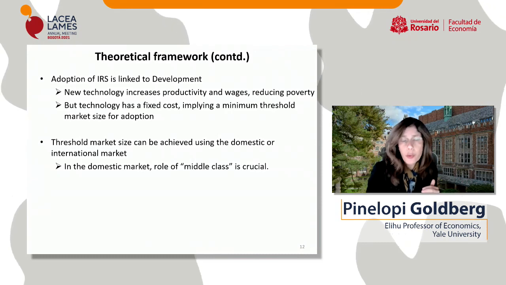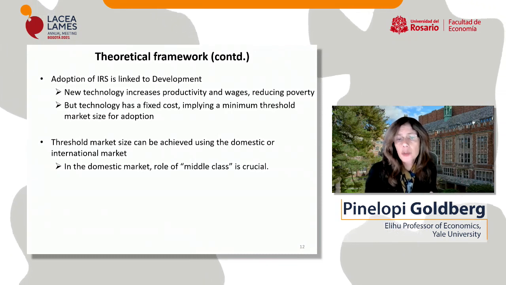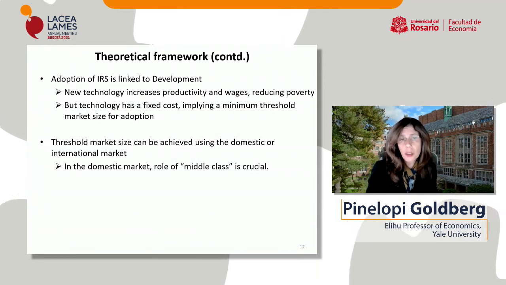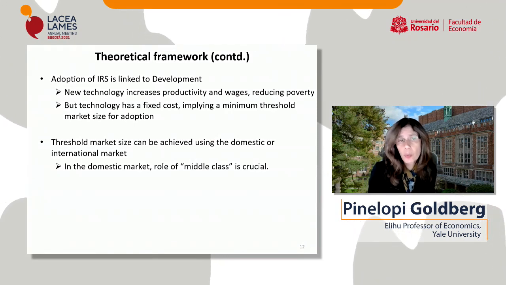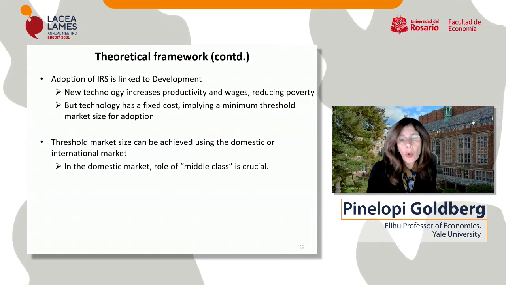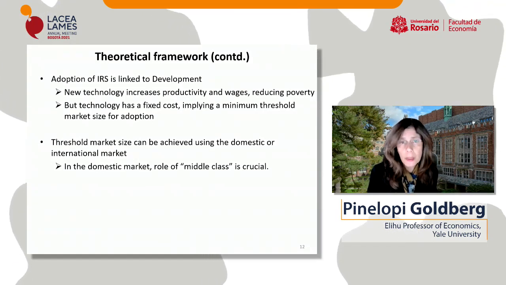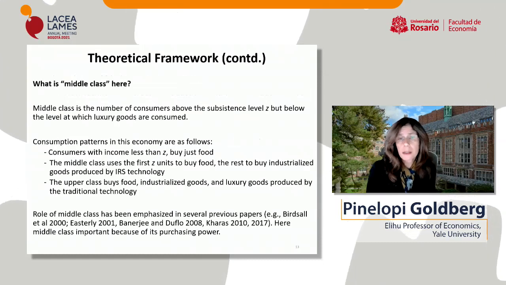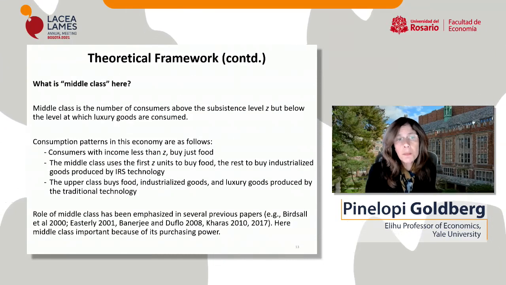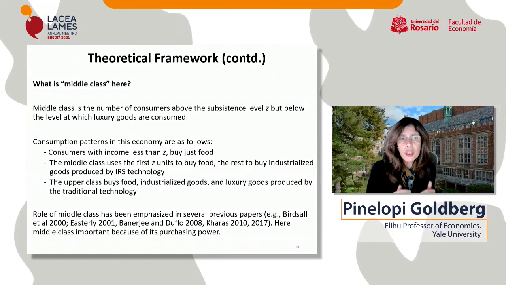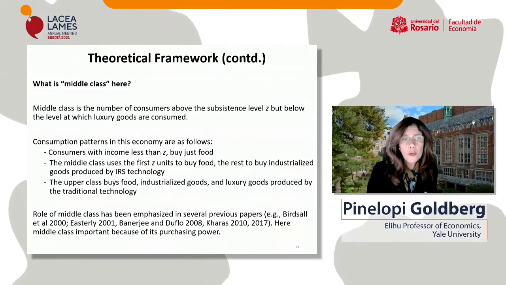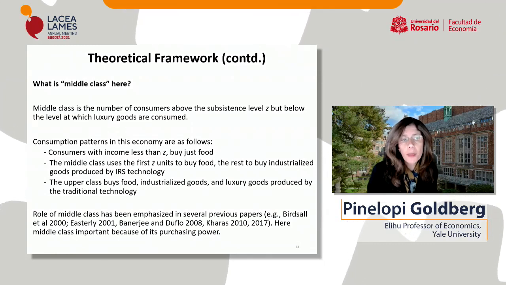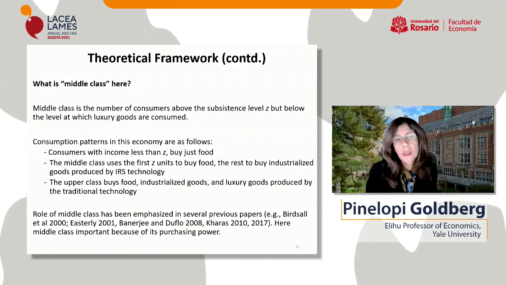Now, this threshold market size can in turn be achieved in two ways. You can use the domestic market size, so that would be the case in a large country, or you can use the international market. If you're going to use the domestic market, the role of the middle class is crucial. And what is the middle class here? Middle class in this model refers to the consumers who are above the subsistence level, but below the level at which luxury goods are consumed.